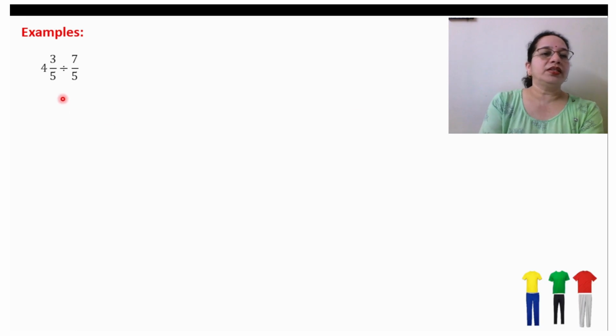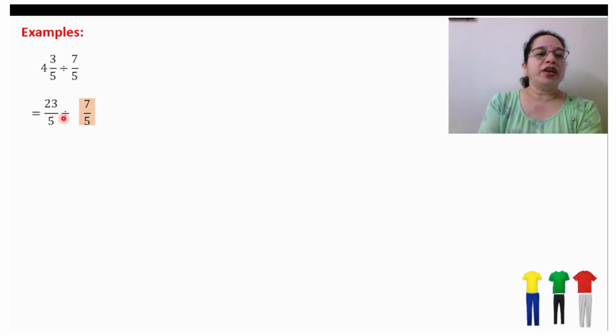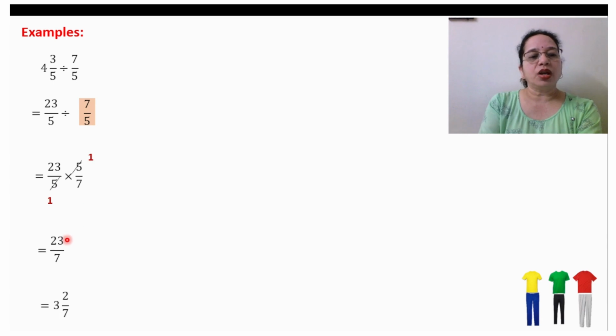So take another example, convert into improper fraction. 5 4s are 20 plus 3, 23 upon 5 divided by 7 upon 5. Now we will convert this into multiplication and the reciprocal of 7 upon 5 will be 5 upon 7. Now the question is from multiplication of fractions, so we will convert into simplest form. So 5 and 5 you can cut, 7 and 23 are prime numbers, you cannot cut. Numerator is greater, so convert into mixed fraction.